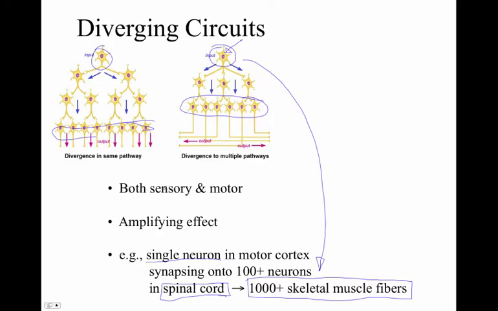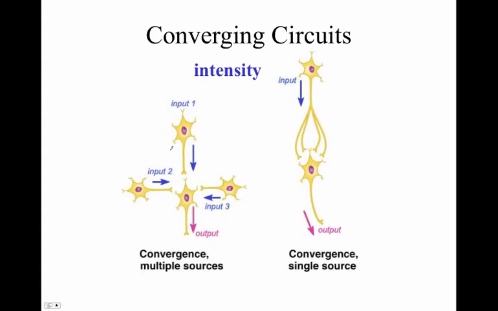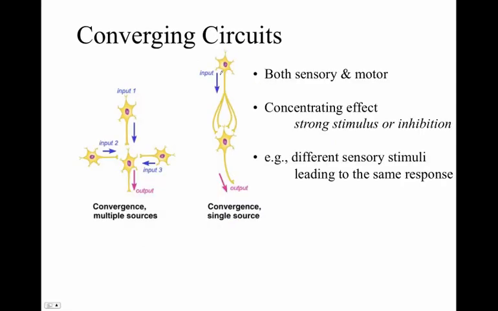Or going in an ascending fashion, we can go ahead and have a similar recruitment ascending to the CNS as well. Converging circuits then would be a concept of intensity, and within this then we have multiple inputs that converge on one source, and then we also have another type of convergence that is from one source. Do we have convergence from a single source or from multiple sources? And in any case, we have an outcome that creates greater intensity from these circuits. So these can be both sensory and motor. They have a concentrating effect, and examples of this could be different sensory stimuli leading to the same response.